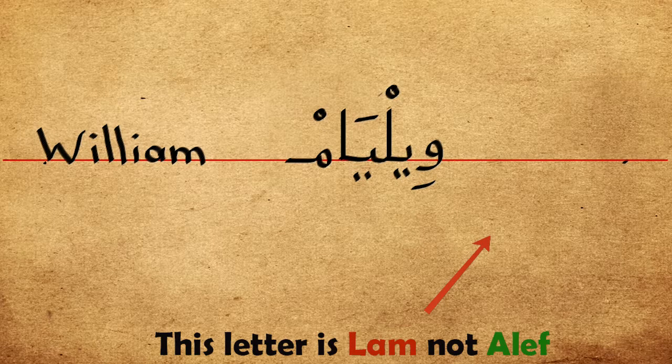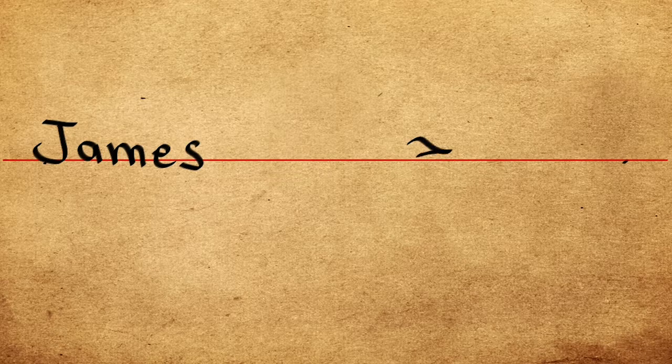Waw, Ya, Aleph, Ya, Aleph, and Meme. William. The next name is James. This is the initial form of the letter Jim, Ya, the medial form, Meme in the medial form, and Sin in the final form. James. The next one is Henry.